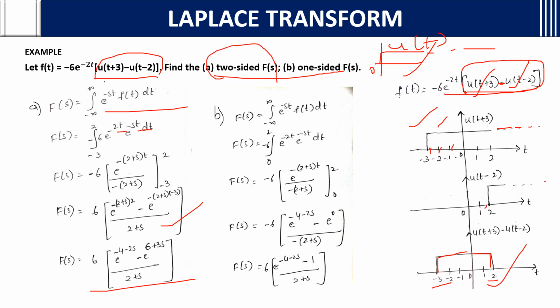If you want only the one-sided F of s, what we need to do? One-sided F of s means the positive side F of s we need to take. That is this right side. So the interval is what? From 0 to 2. So you will take only the interval 0 to 2 and follow the same procedure by doing the integration. Then you will get 6 into e power minus 4 minus 2s minus 1 by 2 plus s.